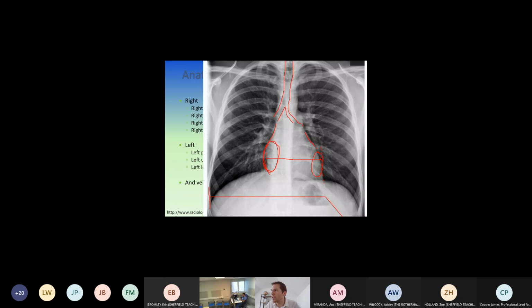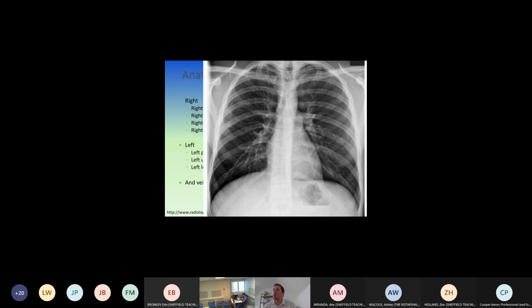So what we get is the characteristic boot shape where the heart, I don't know why it won't let me draw, but the heart essentially comes out into a boot shape like that. And that's where we see our enlarged cardiothoracic ratio, our enlarged heart. What next? So that's mediastinum. Next, hilum. That's the next thing I look at.